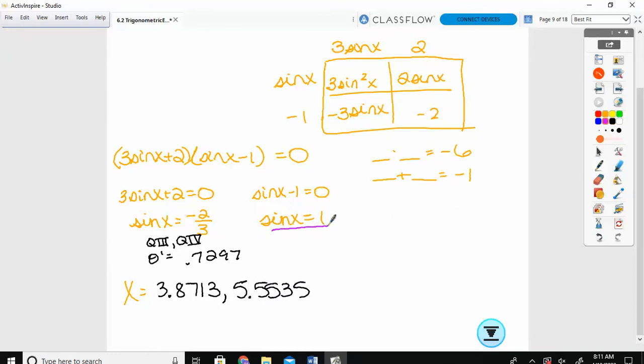All right, over here, sine x equals 1. That only happens once on our unit circle. Sine is the y, when is y 1? At 90 degrees. In radians, that would be? So that is our final answer. We got 3 answers on this one. You can always check these by plugging them back into the original. Questions there?